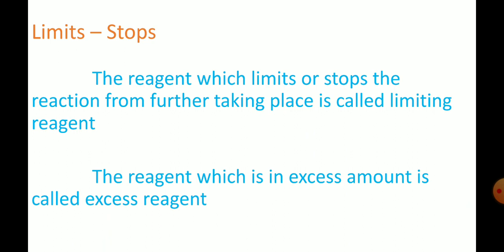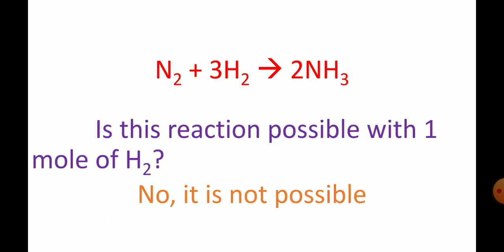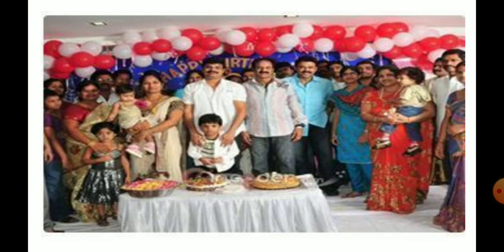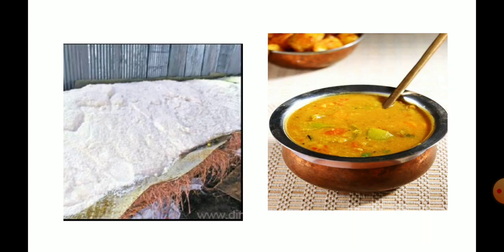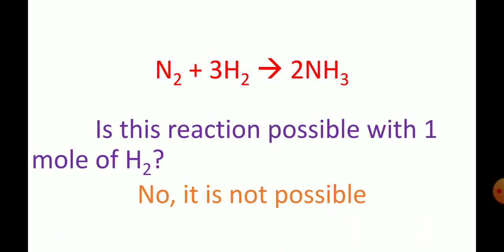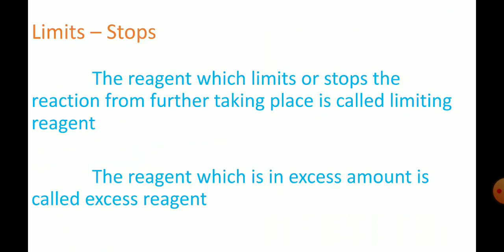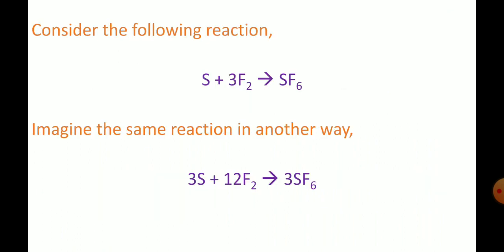Okay, with this, the video ends. Here, what are the things we have seen? We have seen what is called limiting and what is called excess reagent with an example. This is the example I have taken in order to explain the limiting and excess reagents, and this is another example. Then definitions of limiting and excess reagents we have seen. Another example of limiting and excess reagents.